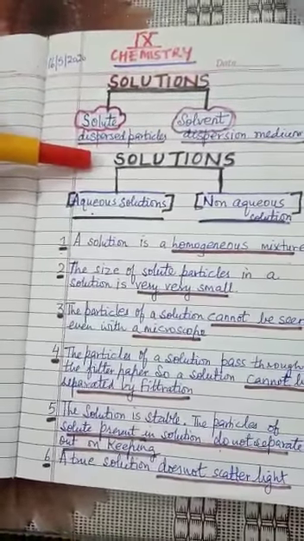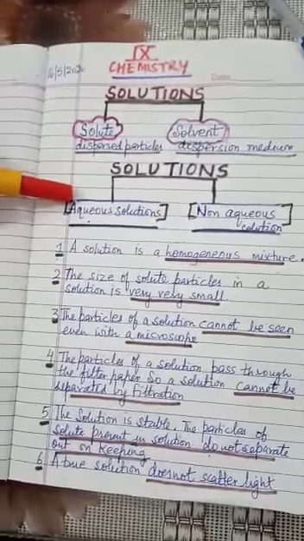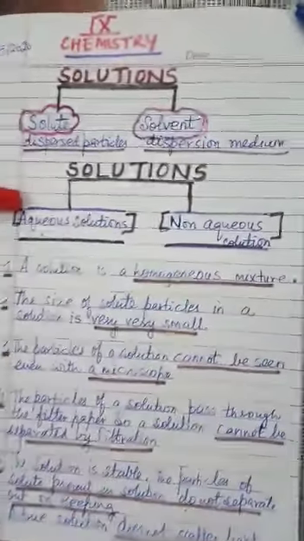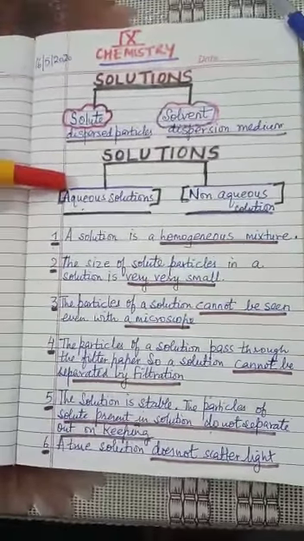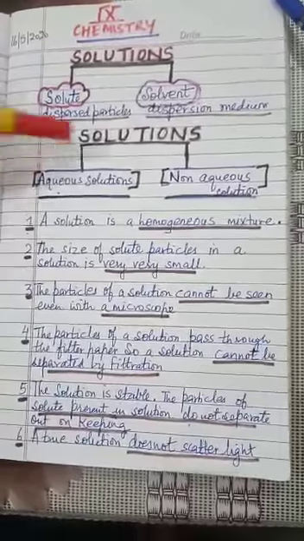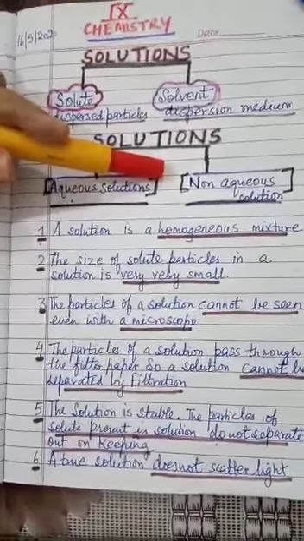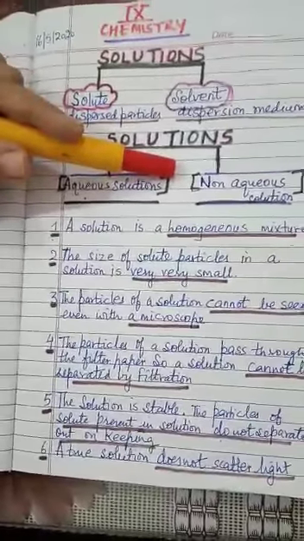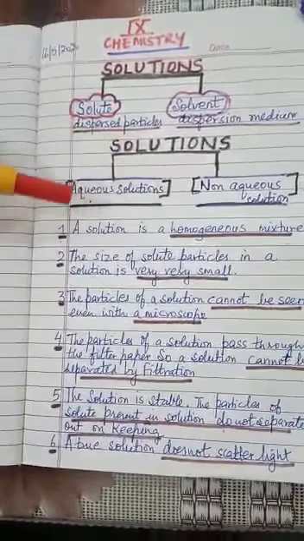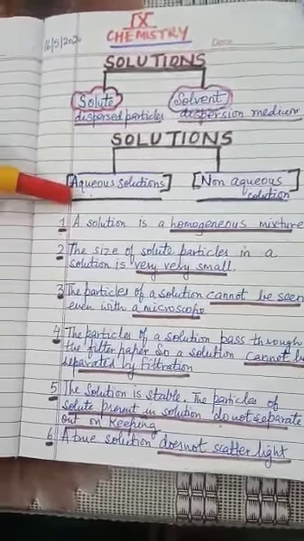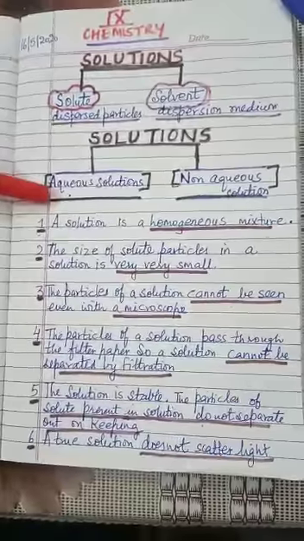Solutions can be classified into aqueous solution and non-aqueous solution also. Now, what are aqueous solutions? The solutions made by dissolving various solutes in water are called aqueous solutions. Whereas on the other hand, the solutions made by dissolving solutes in organic liquids are known as non-aqueous solutions. Now, what are organic liquids? Any liquid that contains volatile organic compounds like acetone, benzene, carbon tetrachloride.